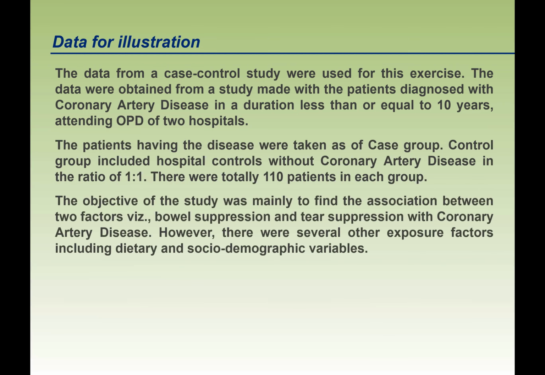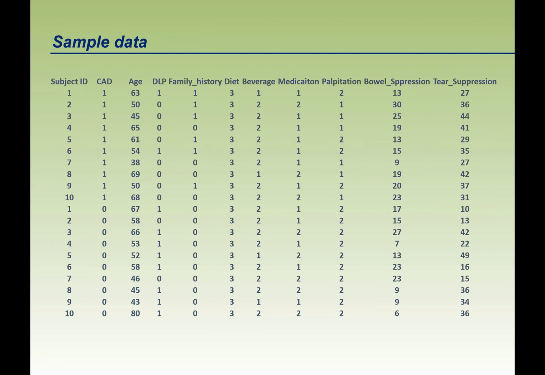The objective of the study was mainly to find the association between two factors, that is, bowel suppression and tear suppression, with coronary artery disease. However, there were several other exposure factors, including dietary and socio-demographic variables. A sample of the data is shown here for 10 subjects. There were 110 subjects under each group. CAD incidence, 1 or 0, age of the patients, the DLP, family history, and so on, and bowel and tear suppression.